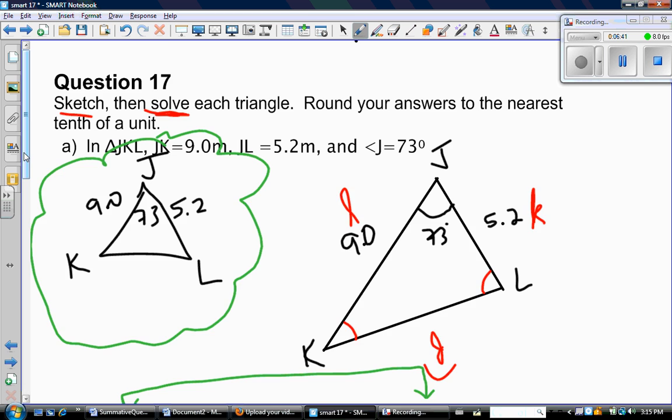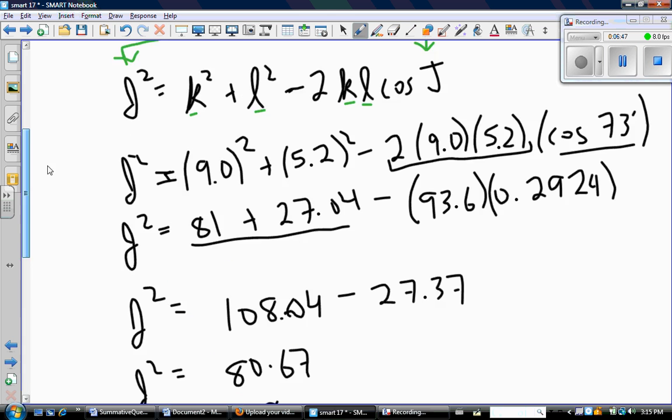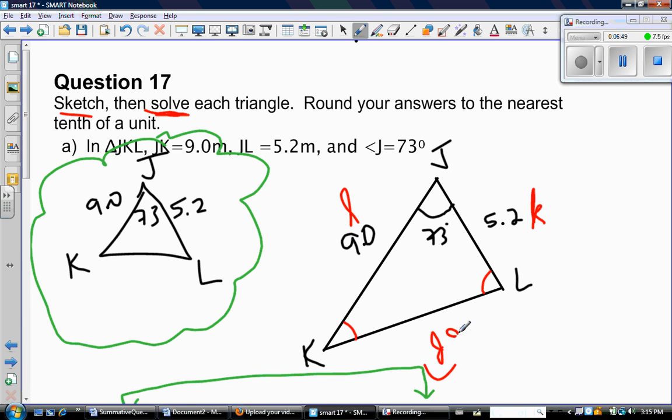And now that you have the length of J, we have to continue to solve for the triangle. So again, now I have J, it's 9.0. Now I need to find the K and L. And now, finally, I can use the sine law because I have an angle and I know the length of the opposite sides. So let's go to the next page and we'll set up the sine law.